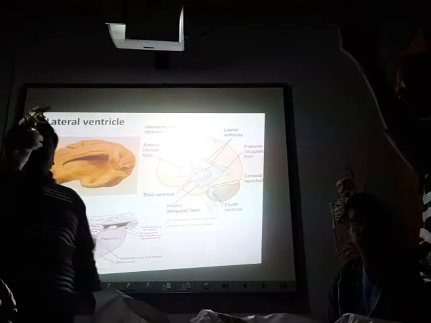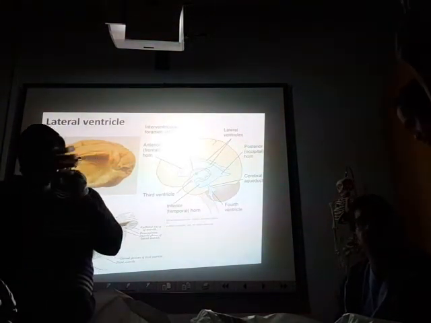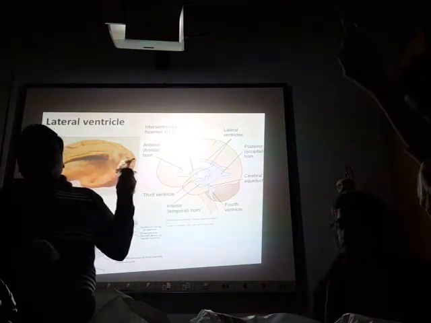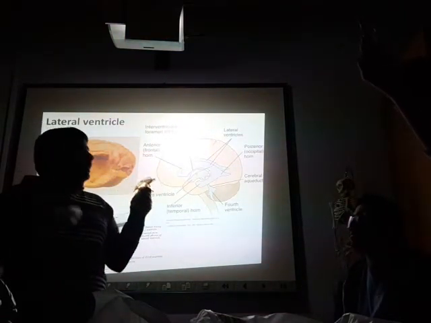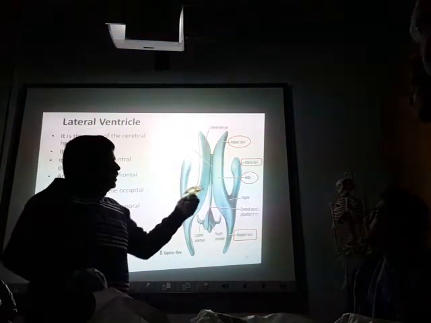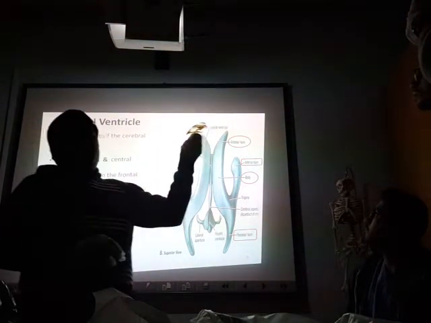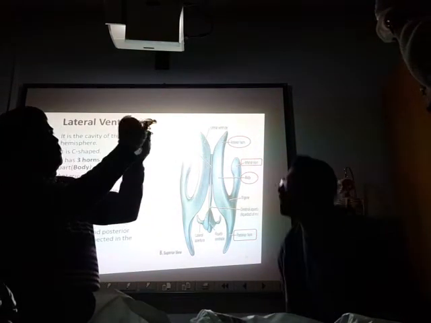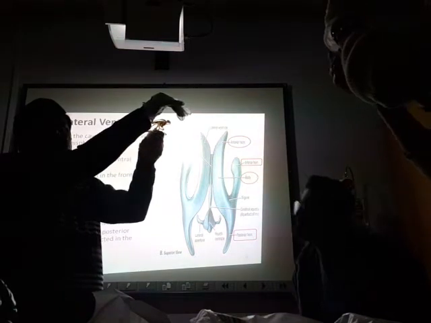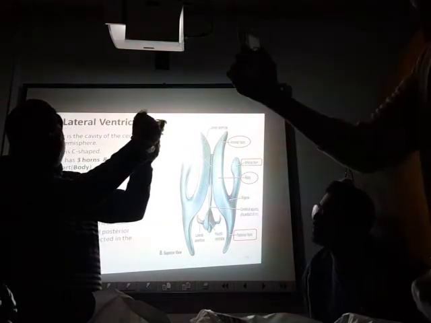Let me explain. So now we study only the lateral ventricle. As I said, it is C-shaped, having different parts. So this is the picture, I will explain this model. You have one horn which is extending into the frontal lobe. That is called the anterior horn.